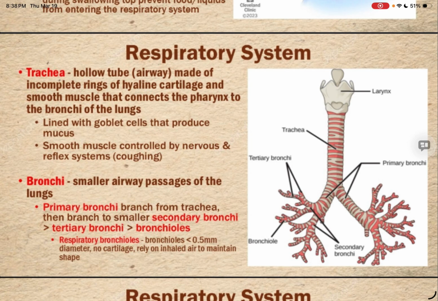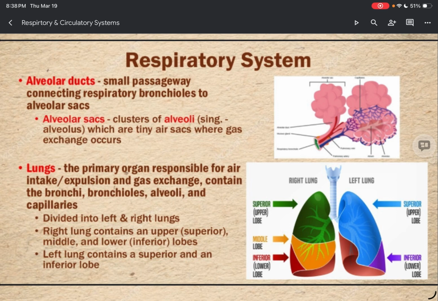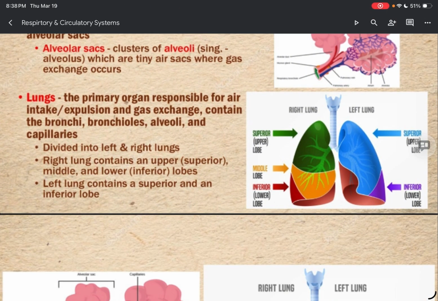Respiratory bronchioles are tiny in diameter. There's no cartilage, and they rely on inhaled air to maintain their shape. Alveolar ducts. These are the small passageways connecting the respiratory bronchioles to the alveolar sacs. The alveolar sacs are the clusters of alveoli, which are the tiny air sacs where gas exchange occurs. The lungs are the primary organ that is responsible for the air intake and expulsion, as well as gas exchange, and this contains the bronchi, bronchioles, alveoli, and capillaries.